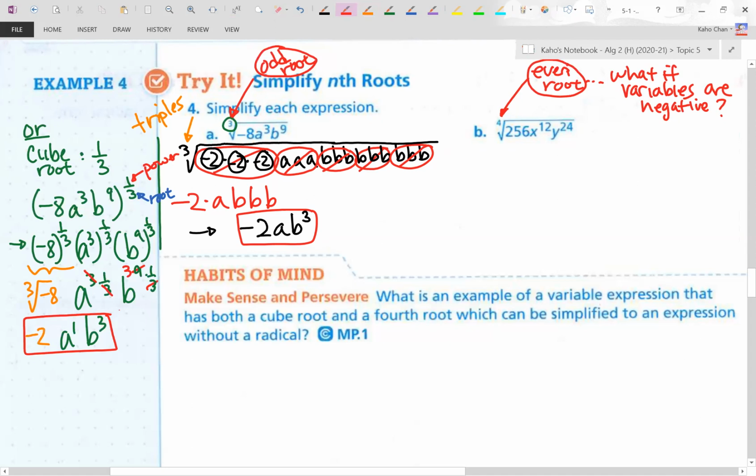All right. This leads me to even roots. The number 4 is an even root. This is where we have to take special care. And I just want to tell you ahead of time, I'm actually going to skip this part right here and focus on 4B right now. Okay? Let me know if you guys have any questions.